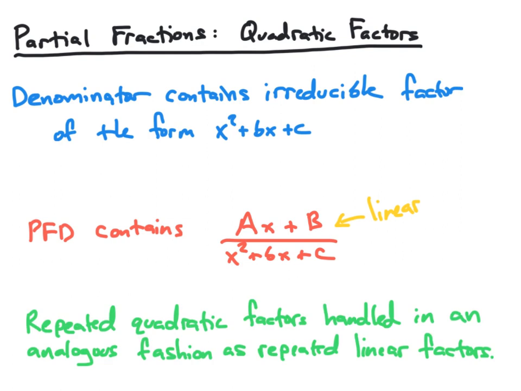Although in this video we're concerned primarily with single irreducible quadratic factors, if we had a repeated irreducible quadratic factor, we would handle it in an analogous fashion as how we handled repeated linear factors in our denominator.